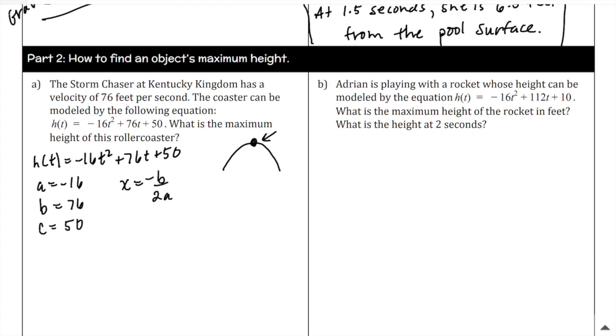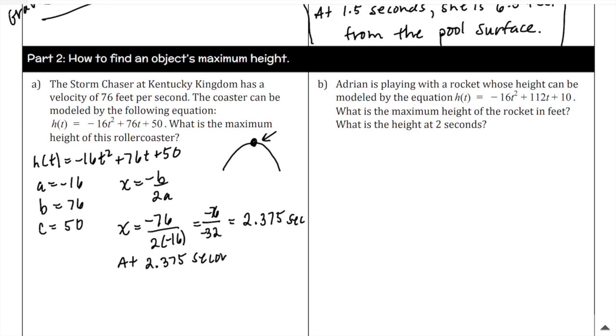And what I'm going to do is plug in my values for b and for a. So I know that x is equal to the opposite of b, so I have negative 76 all over 2 times a, which is negative 16. I'm just going to go ahead and simplify this. So I have negative 76 divided by negative 32, and this is going to give me 2.375 seconds. So at 2.375 seconds, we will reach our max height.